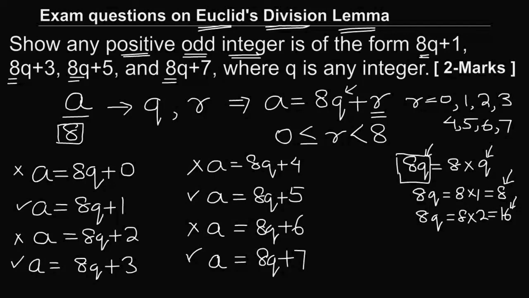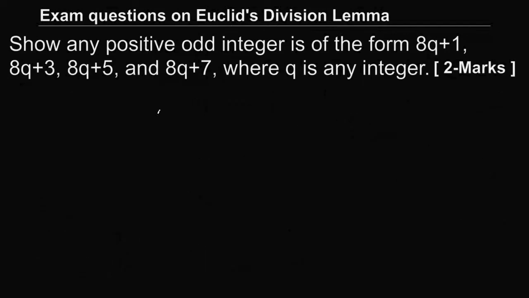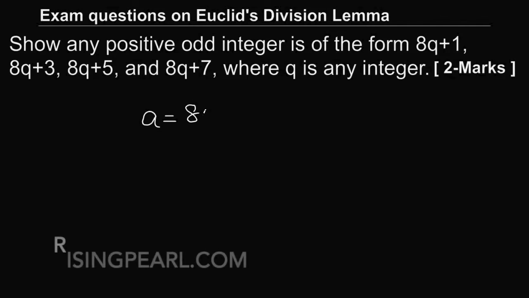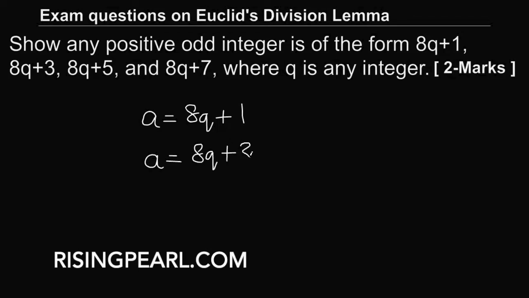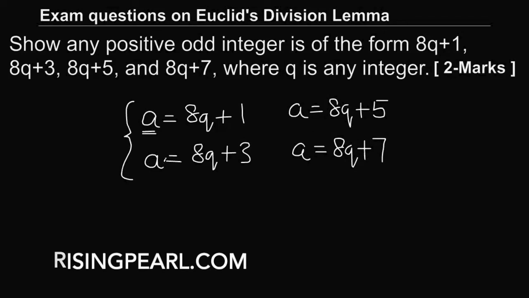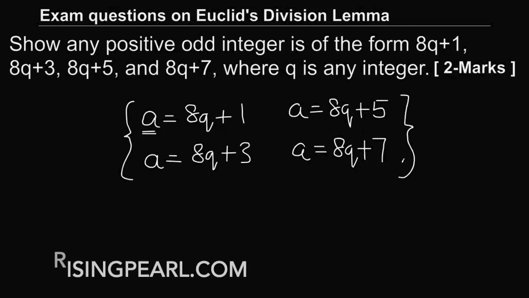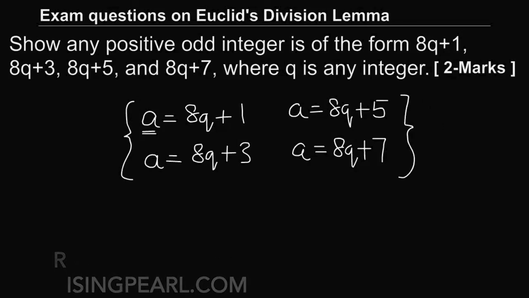So let's clear this up. What we get is a equals 8q plus 1, a equals 8q plus 3, a equals 8q plus 5, and a equals 8q plus 7. So a is any positive odd number, and we see that we can express a in this form. So this is how we answer these types of problems.